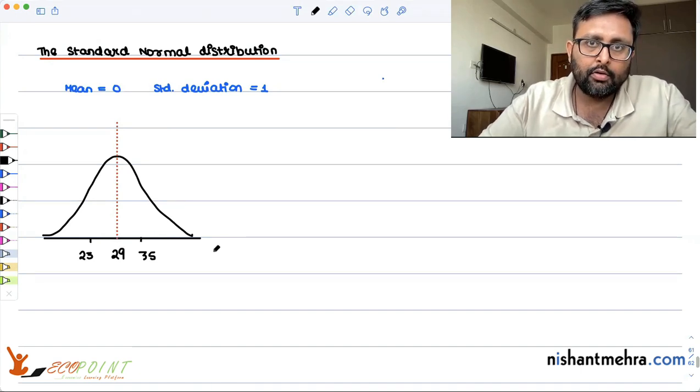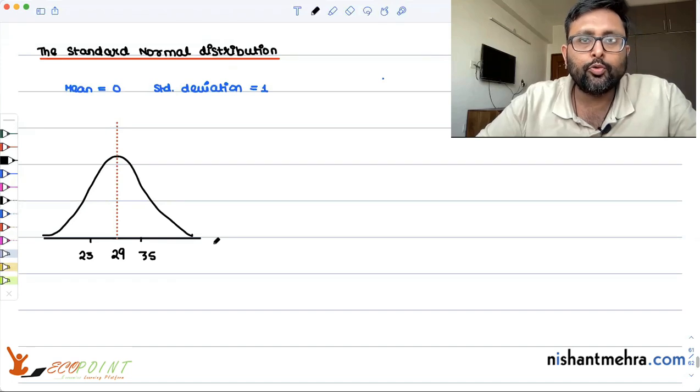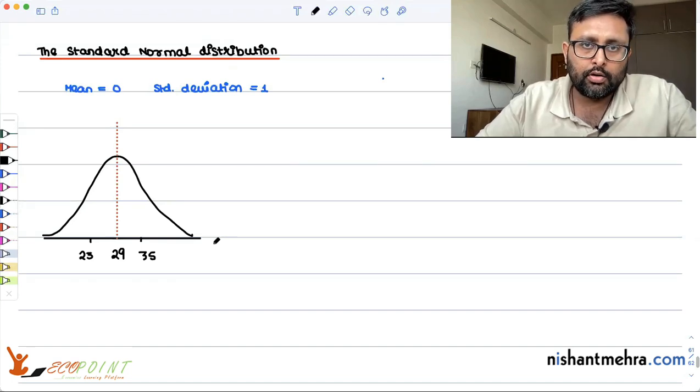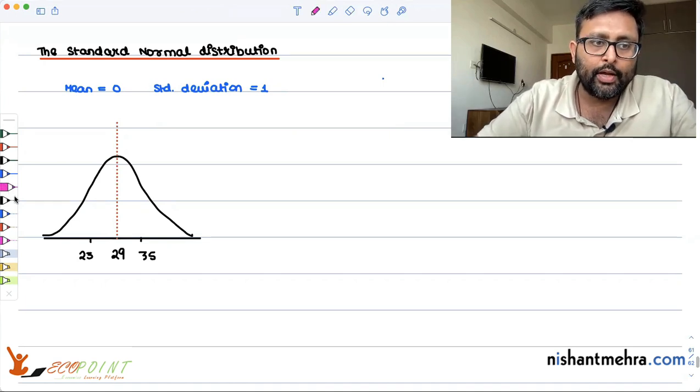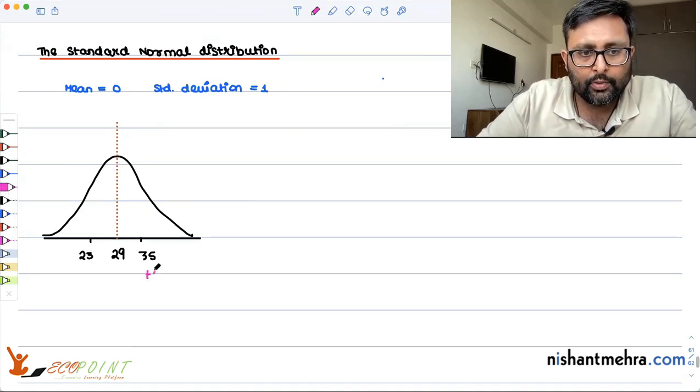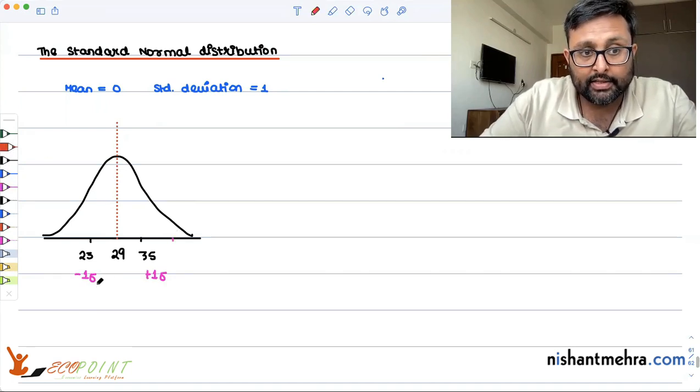And if you remember, we also talked about an empirical rule. What was an empirical rule? Empirical rule was that for a normal distribution, 68% of the data is going to lie between plus 1 standard deviation and minus 1 standard deviation from the mean. Then we said this was 68%. I'm repeating this stuff because this is important for you.